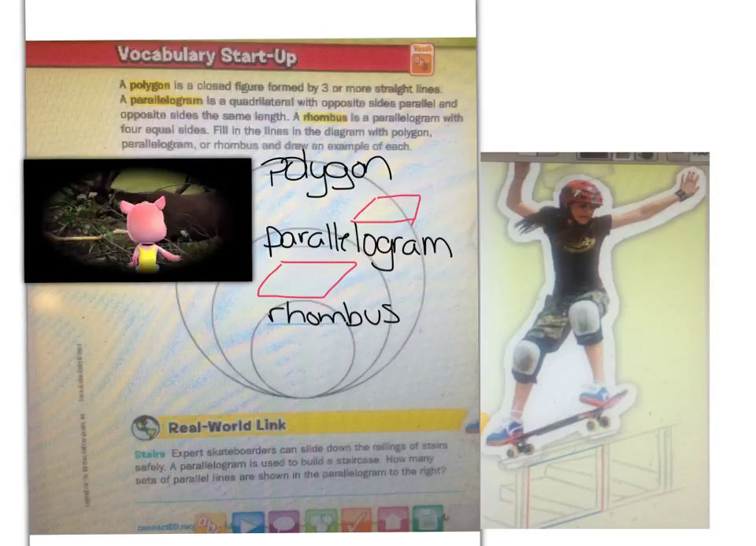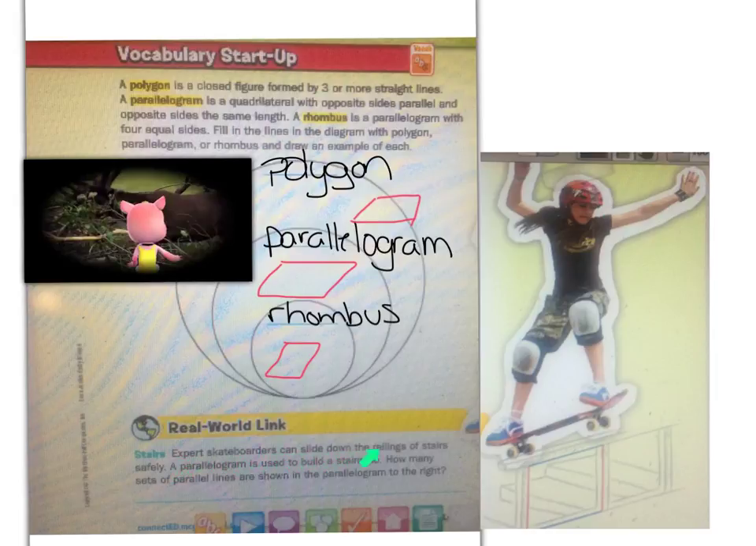And then a rhombus is a parallelogram that has four equal sides. Okay, so four equal sides would be just more like this. I'm doing my best to make that look like a rhombus. So a rhombus is always a parallelogram and a polygon, but a parallelogram doesn't have to be a rhombus. Hopefully that makes sense.